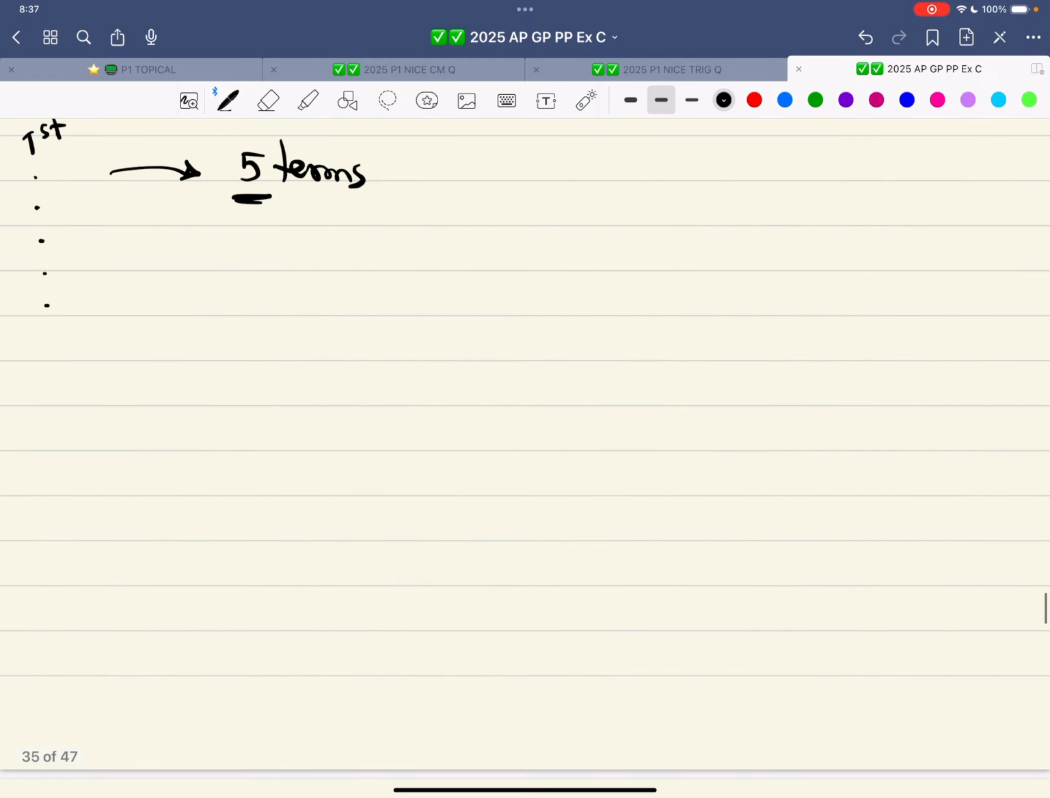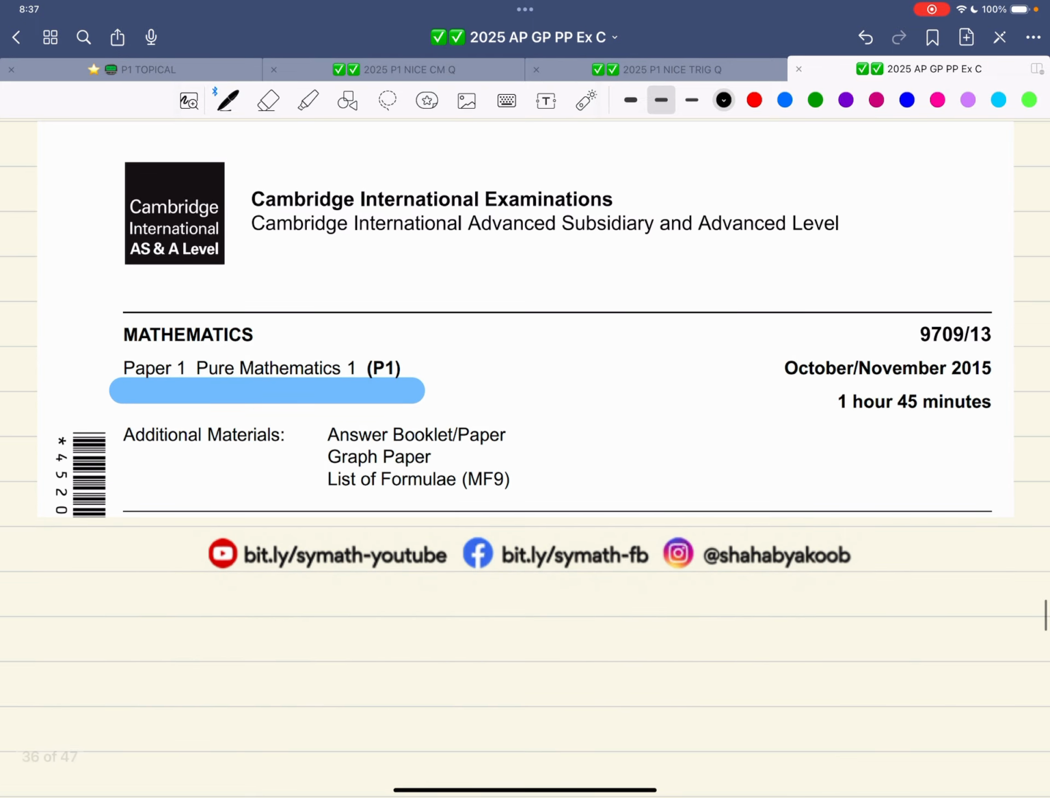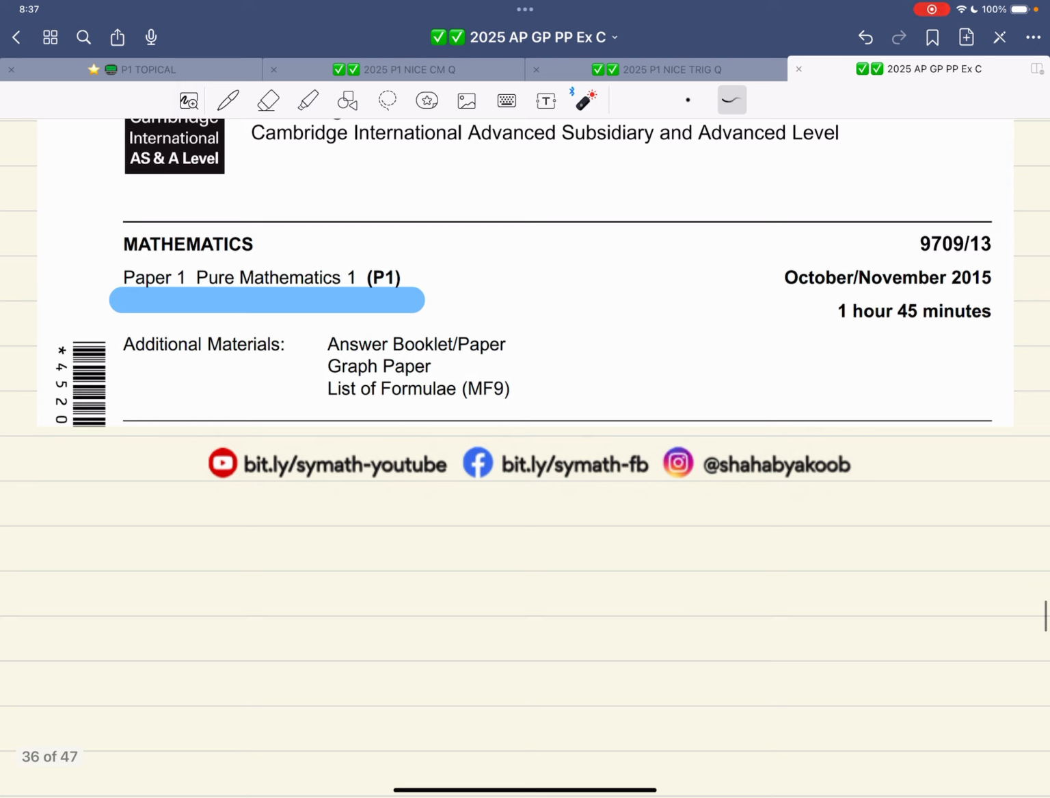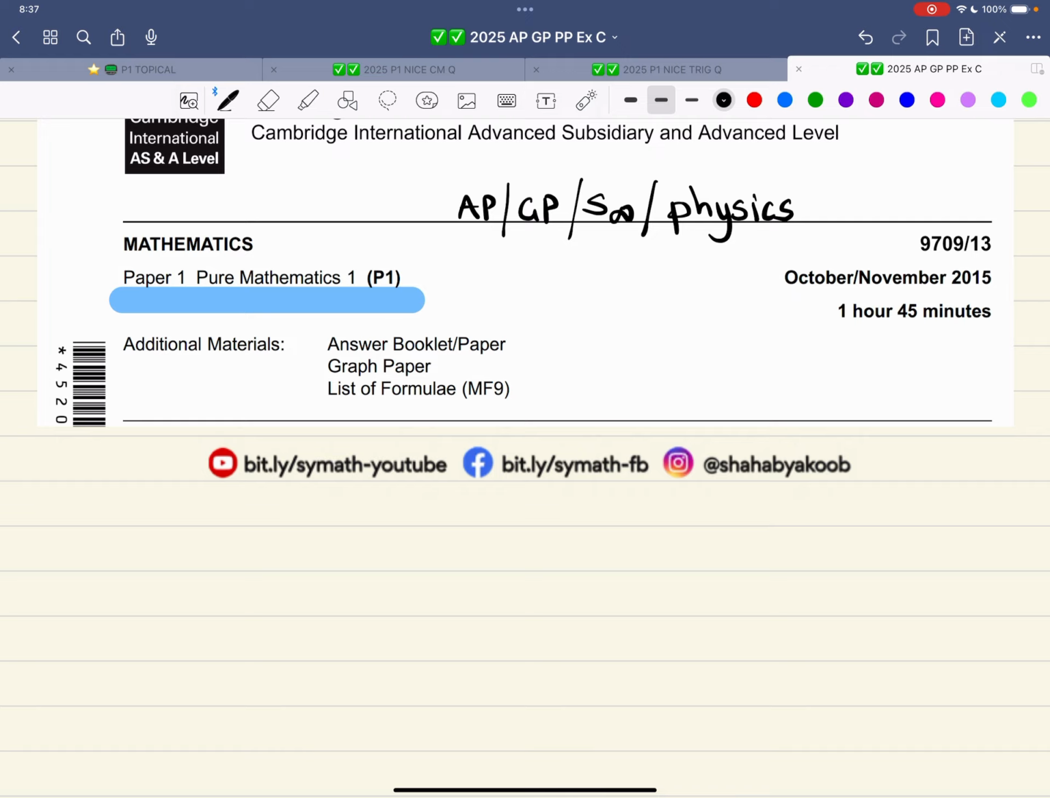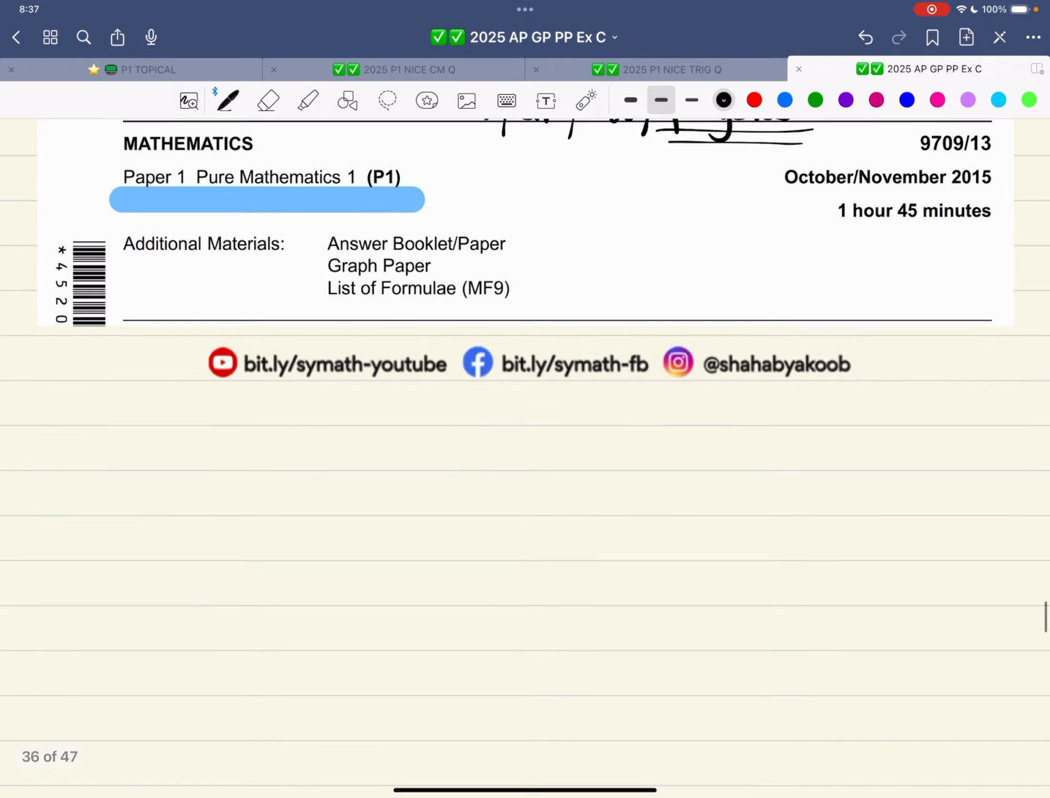So now let's look at exactly what I'm talking about. It's a very classical question from October/November 2015, variant 1-3. Of course, it's Pure Maths P1. And this question is about AP, GP, and part of GP is sum to infinity and a bit of physics. Not some hardcore physics, but just common sense physics.